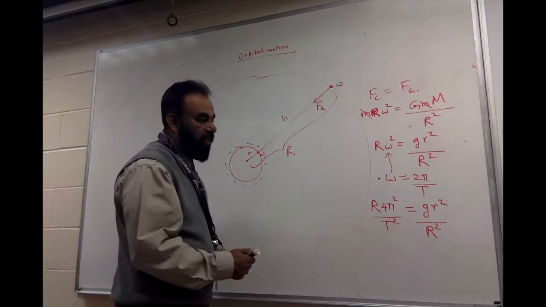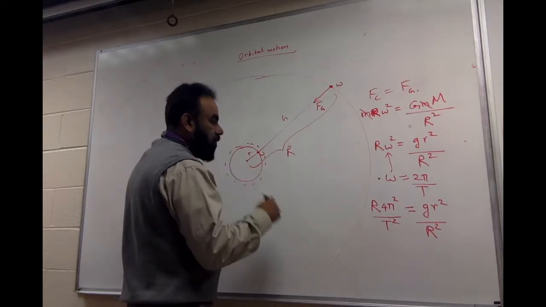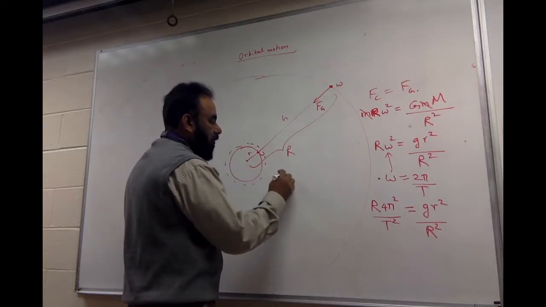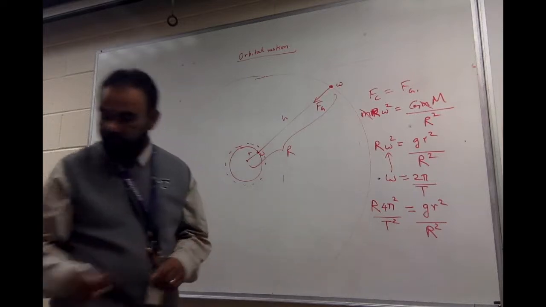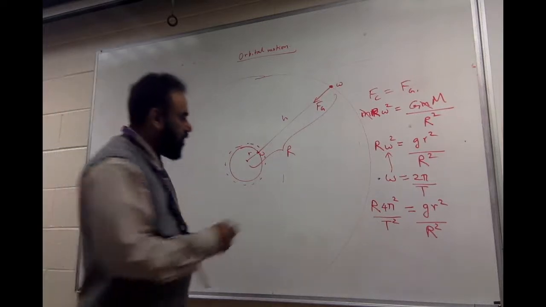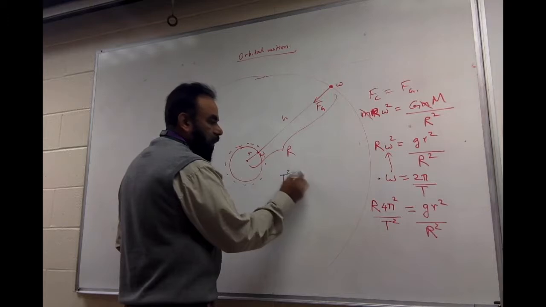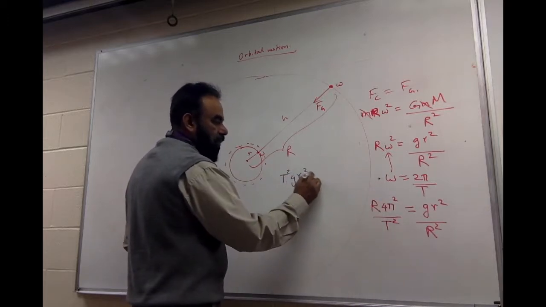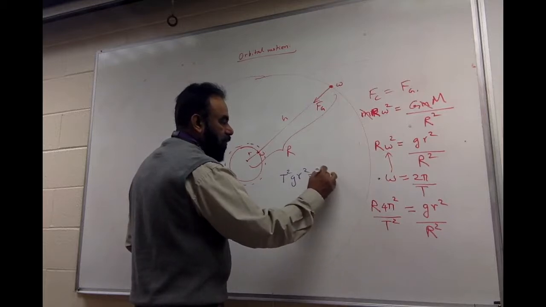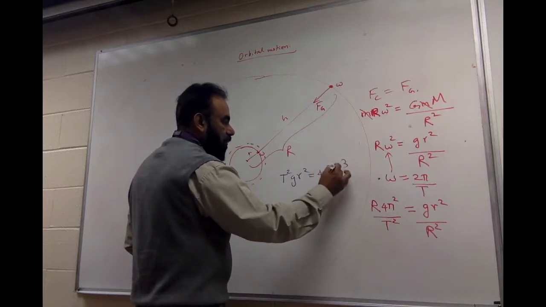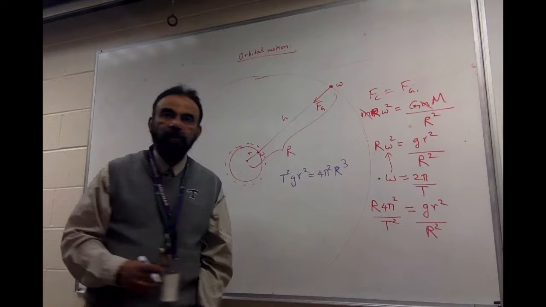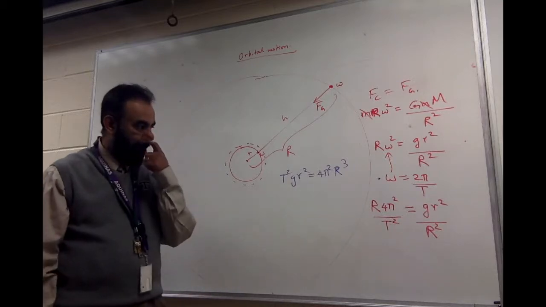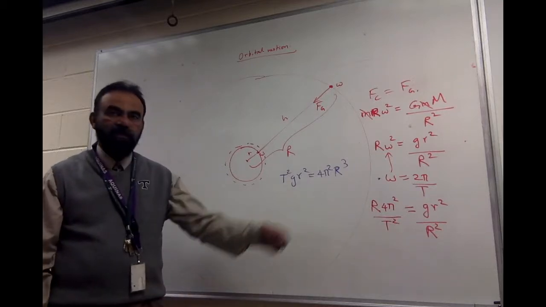Cross multiply that equation, you get T square times G R square is equal to 4 pi square R cubed. From there.